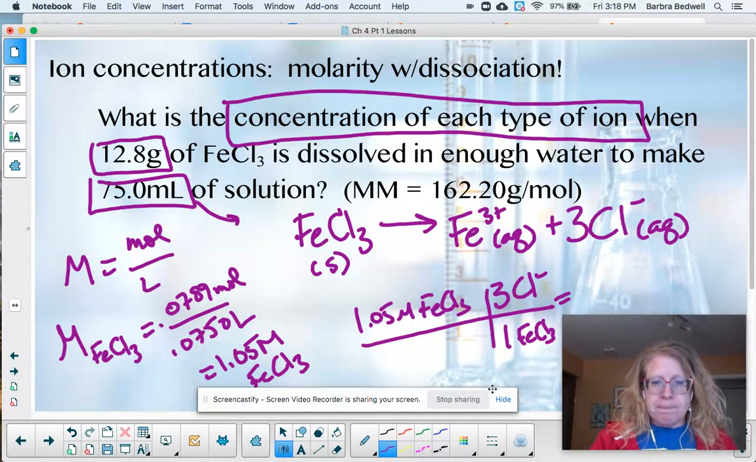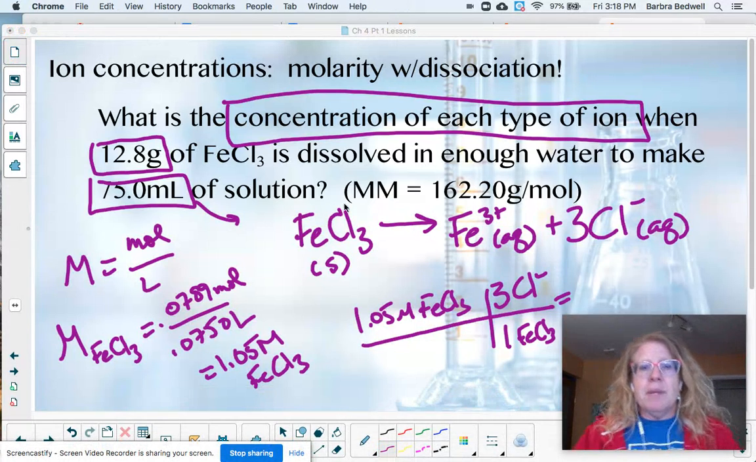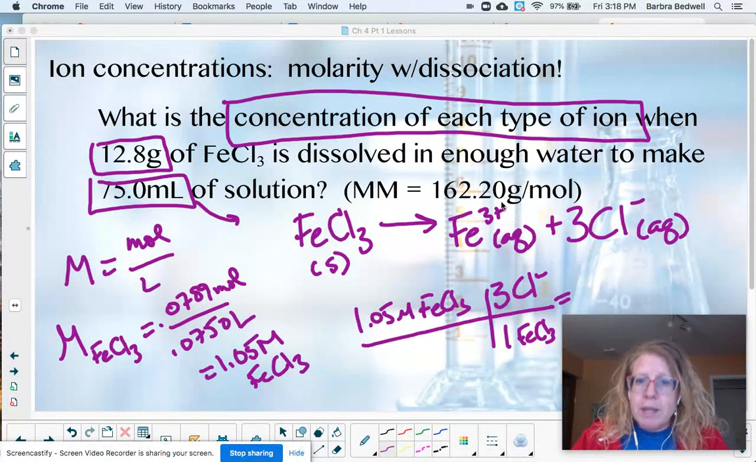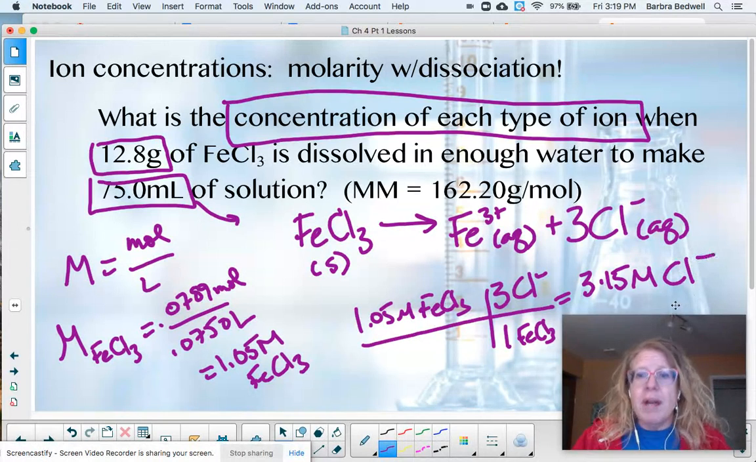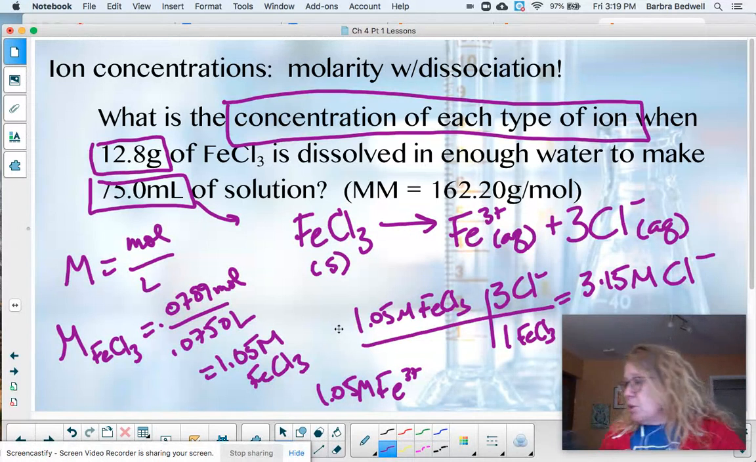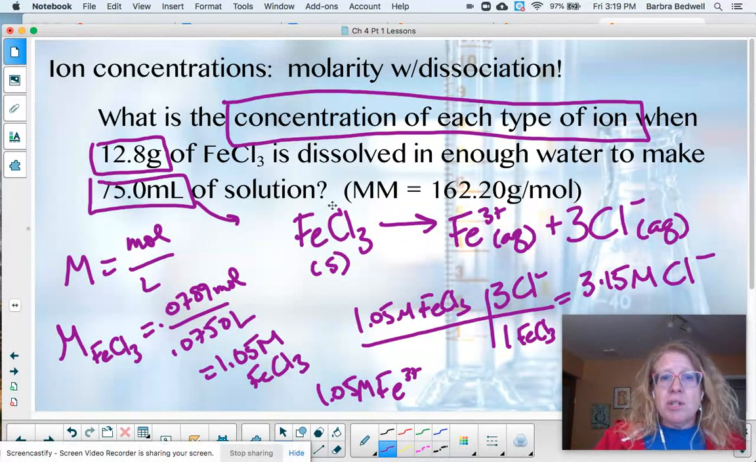So what this would mean, I'm going to move this out of the way so I can do my last bit. We've got a 1-to-1 ratio here, and we have a 1-to-3 ratio here. So this means our molarity of our chloride ions is going to be 3.15 molar chloride ion, right? Because it's 3 for every 1 of these. For our iron, that's actually an easy one. Fe3 plus, that's going to be the same as the original one, 1.05 molar Fe3 plus, because it's a 1-to-1 ratio.